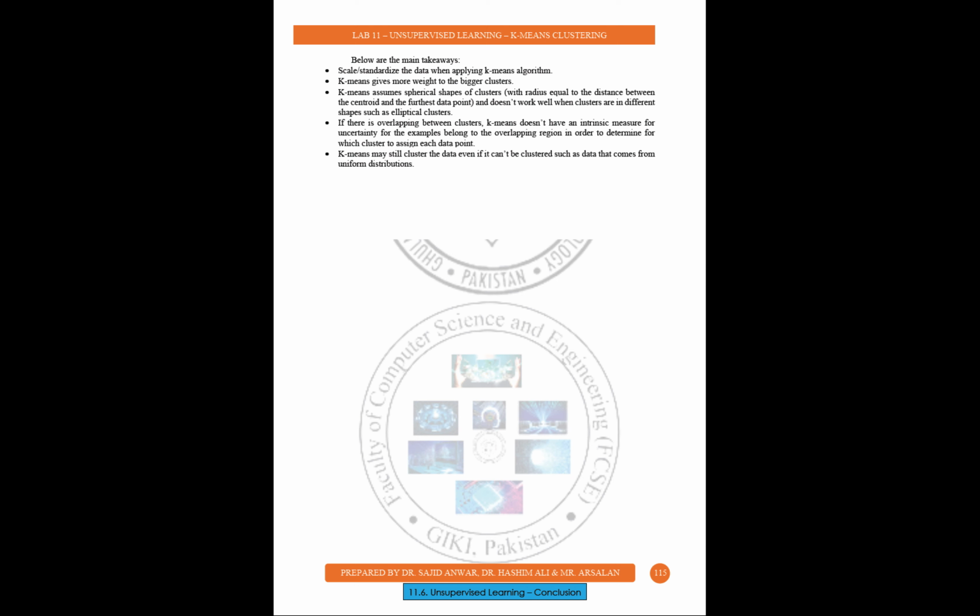If there is overlapping between clusters, K-means doesn't have an intrinsic measure of uncertainty for the examples belonging to the overlapping region in order to determine which cluster to assign to each data point. K-means may still cluster the data even if it can't be clustered, such as data that comes from a uniform distribution.